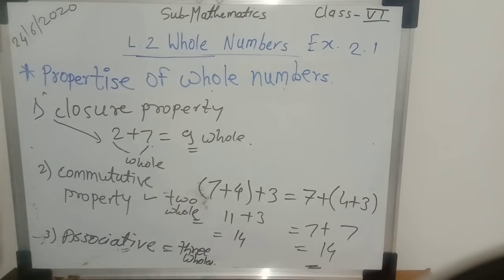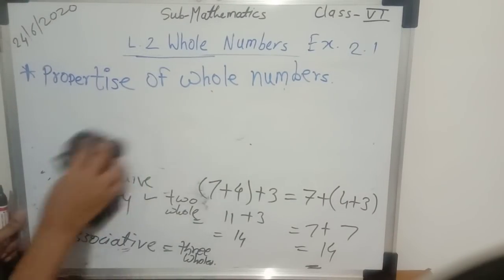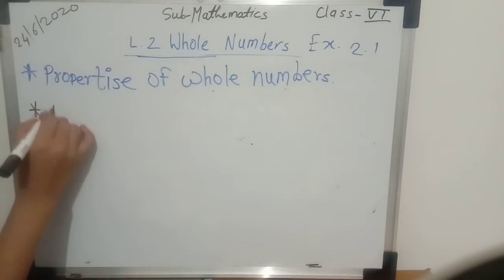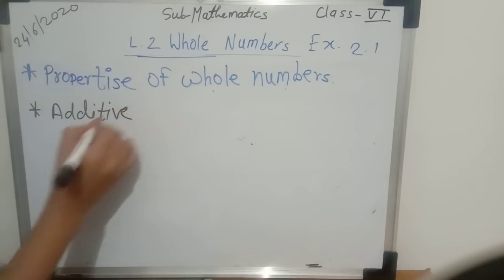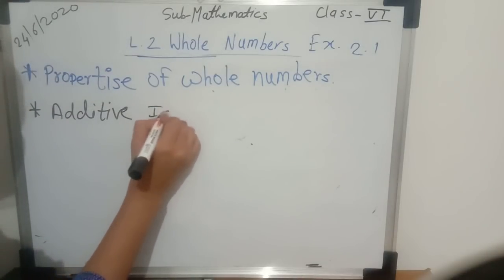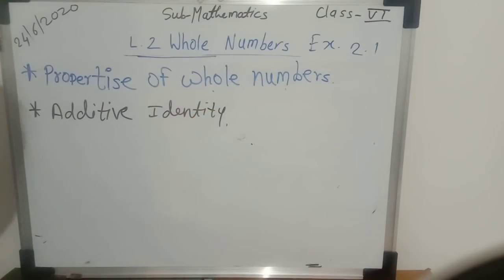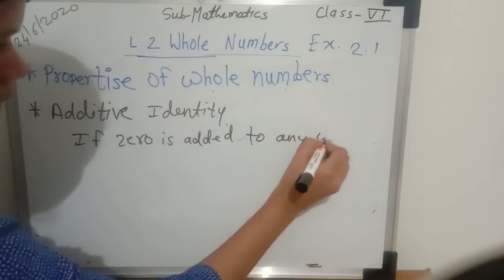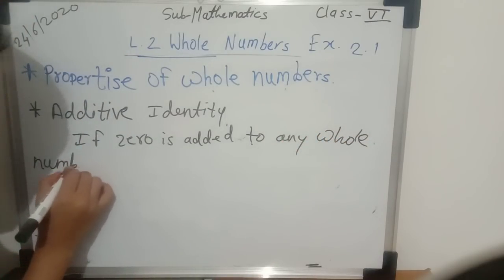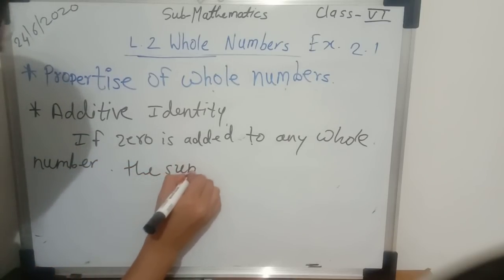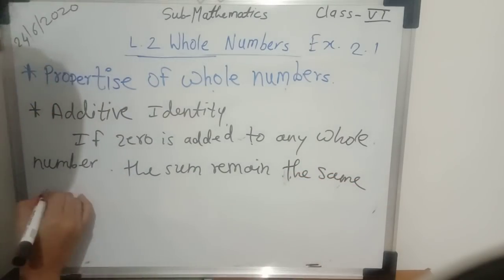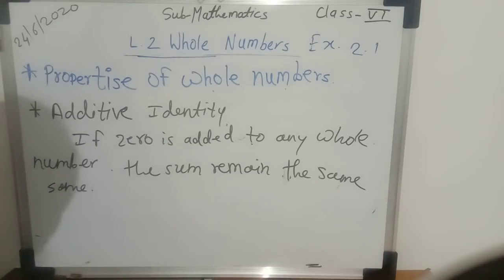One more important thing, when we are adding whole numbers, you have to remember the additive identity. What does it mean, additive identity? Now students, this is a very important thing that you have learned, but we don't know the mathematical term for that concept. So this means if 0 is added to any whole number, the sum remains the same. We can simply say if we are adding 0 with any number, we get the same number.